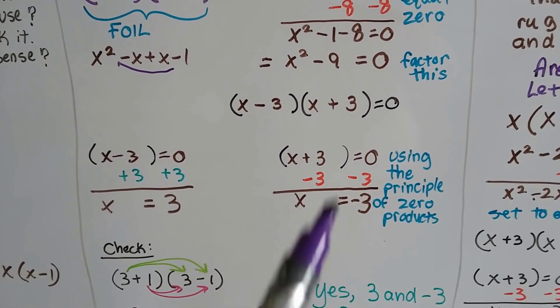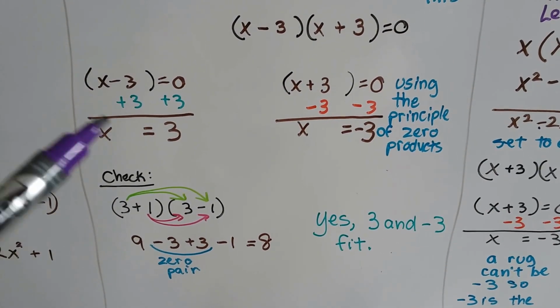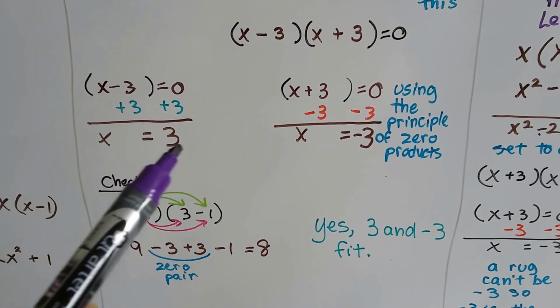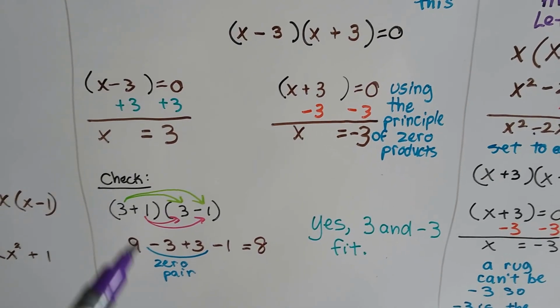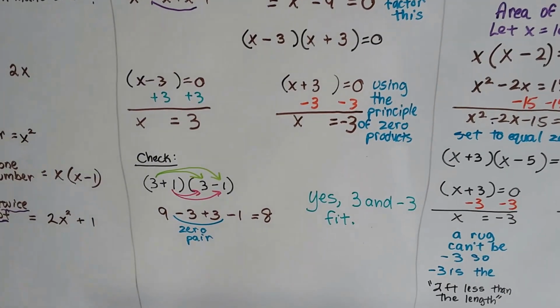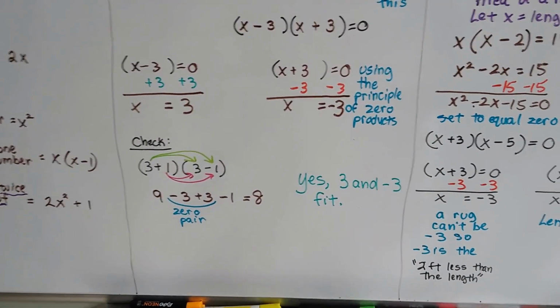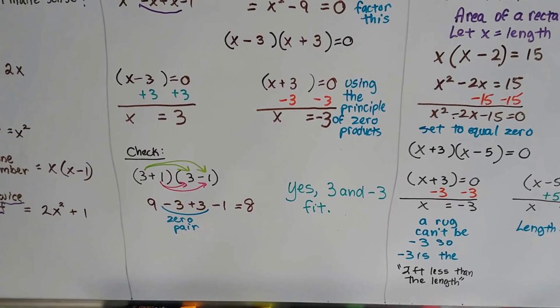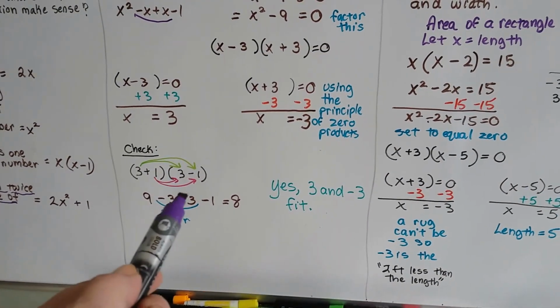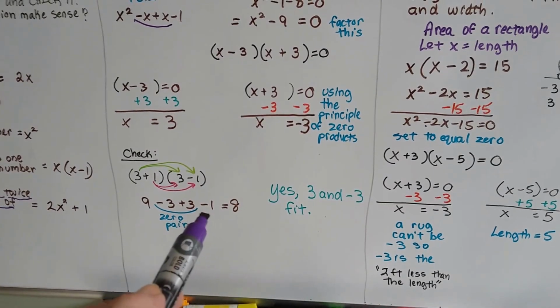Now, using the principle of zero products, we've got it down to x equals 3 and x equals minus 3, and we plug that back into the equation to see if it works, and yes, it fits. 3 and negative 3 fit. So that's a solution, okay? See? 9, and then that makes a 0 pair in the center when we FOIL it, and minus 1 is 8.